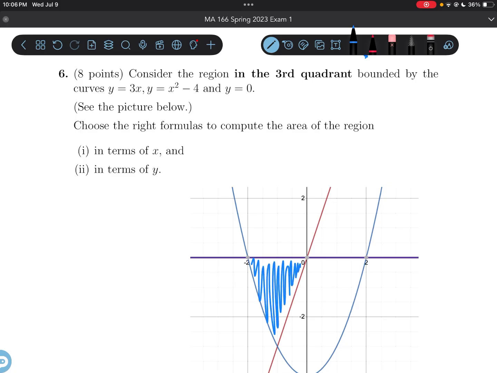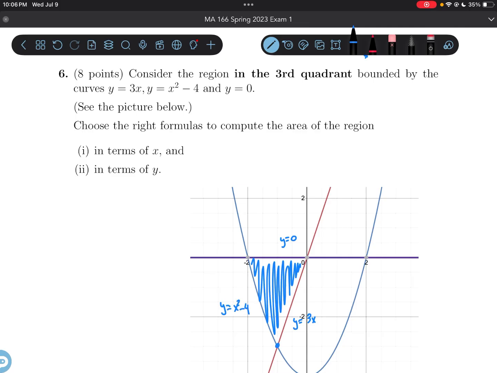Let's do it in terms of x first. We're usually used to computing the area of a region in terms of x, so let's do that first. The three curves we have to think about are y equals 0, y equals 3x, and y equals x squared minus 4.